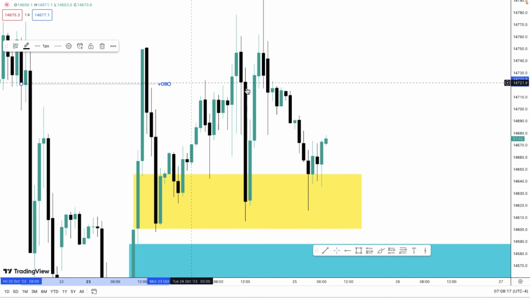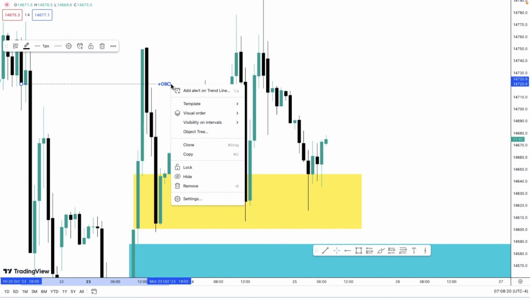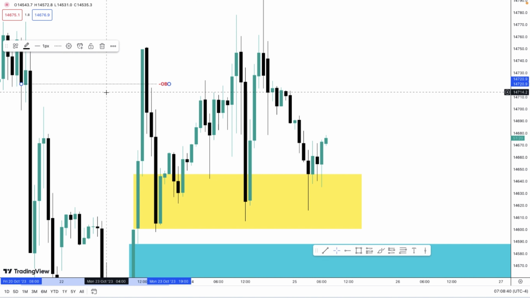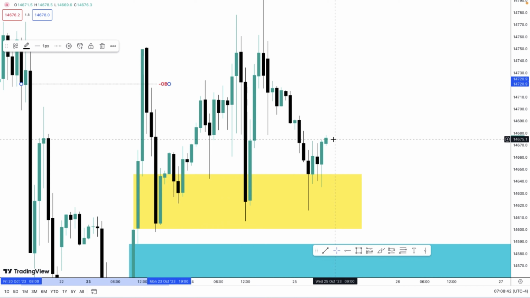So there's order blocks. Many times you've seen me mark order blocks. This is a bearish order block. There's bullish order blocks. There's propulsion blocks. So these are different types of order blocks. There's propulsion blocks, rejection blocks, mitigation blocks, and then there's breaker blocks. So I'm only going to talk about breaker blocks for this video.